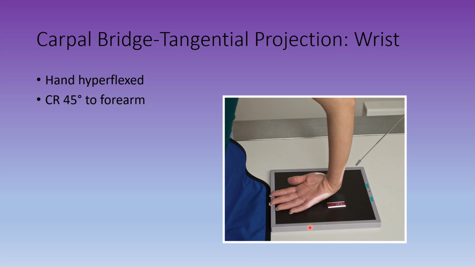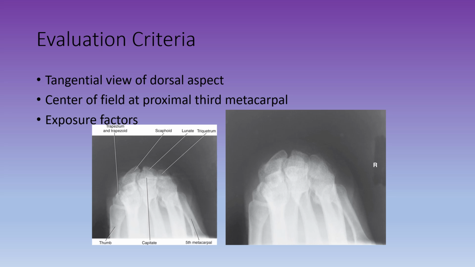You center the dorsum of the hand to the center of the IR, and the central ray is angled 45 degrees distally to go with the long axis of the forearm. Okay, and the central ray is directed about 1.5 inches proximal to the wrist joint. So if the wrist joint is here, it's about 1.5 inches up and it enters right here. Okay, if that is done correctly, then the image would look something like this. It's a tangential view of the dorsal aspect of the wrist. The center of the light field is at approximately the 3rd metacarpal.